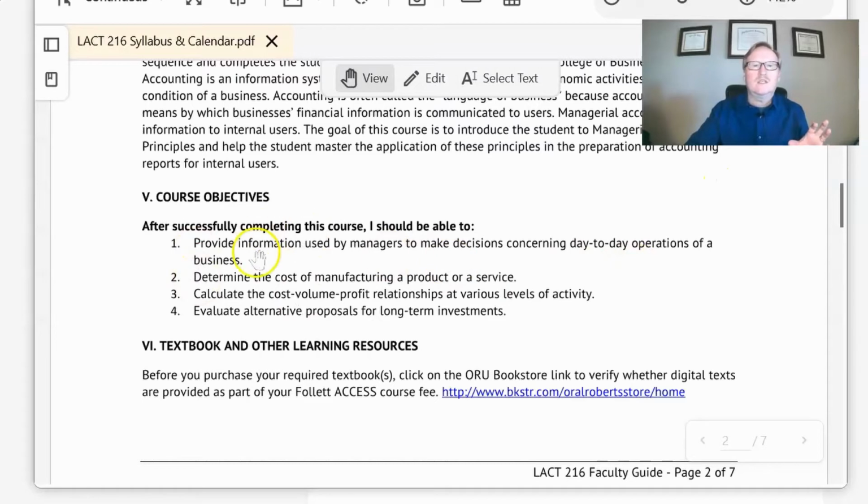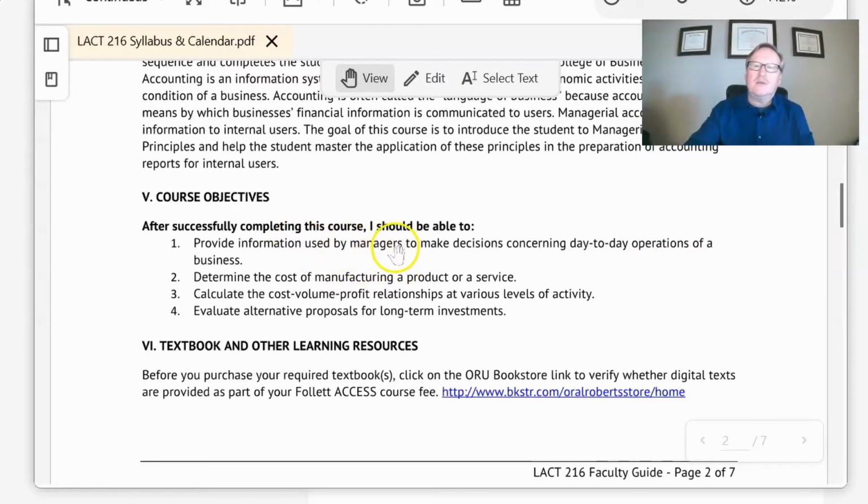It says here, provide information by managers to make decisions concerning day-to-day operations of a business. Wow. That is very broad, right? Information, that's accounting, by managers to make decisions. This is interesting because someday, if I ever live long enough, I'm going to write a book, Managerial Accounting Topics for Your Personal Life. Because what do we do as people?